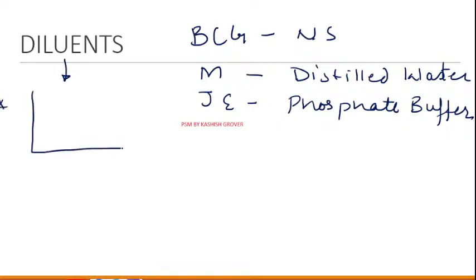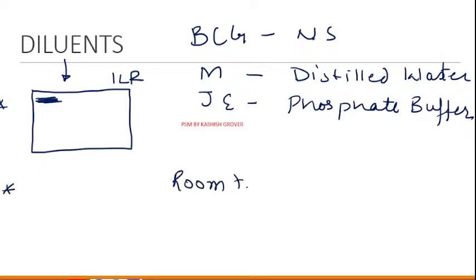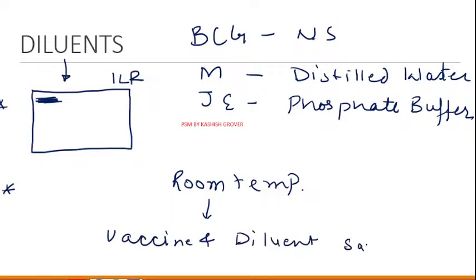They ask you where to put the diluent. In ice-lined refrigerator, diluent should be placed at the top. What if there is no space in ice-lined refrigerator? Then you may keep it outside at room temperature. But before administering, the vaccine and diluent should be at same temperature. So this was about diluents.